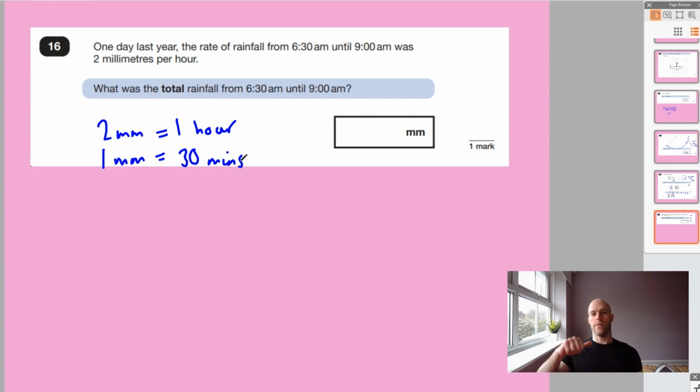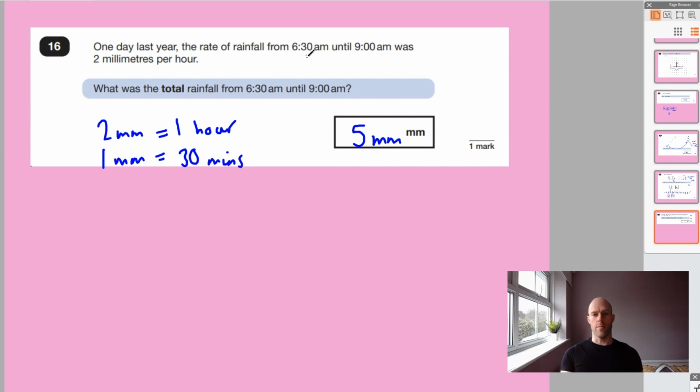So I could count on 6:30 till 7 is a 30-minute block. 7 to 7:30, 7:30 to 8, 8 to 8:30, 8:30 till 9. I've got 5 30-minute blocks. Leave me with 5 millimeters, or 2.5 hours for each hour. I do a half an hour up to 7 o'clock, that's 1 millimeter. Then I've got 7 till 8 is 2, and 8 till 9 is 2. Still leaving me with 5 millimeters, whichever way you break it down.